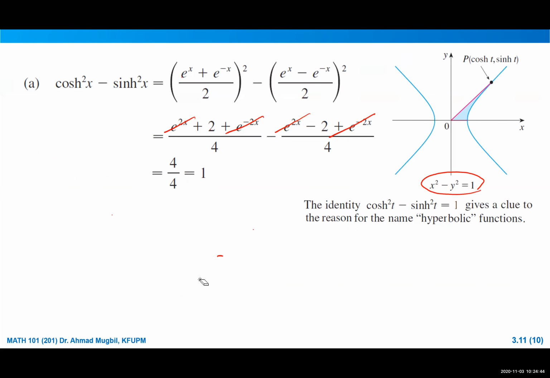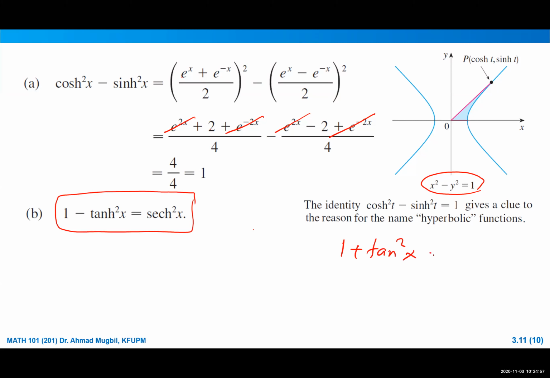Now, let's see how to prove this identity. You will do the same, if you remember, as we proved. You need to compare it with 1 plus tan squared x equals secant squared x. This is for the trigonometric identities.